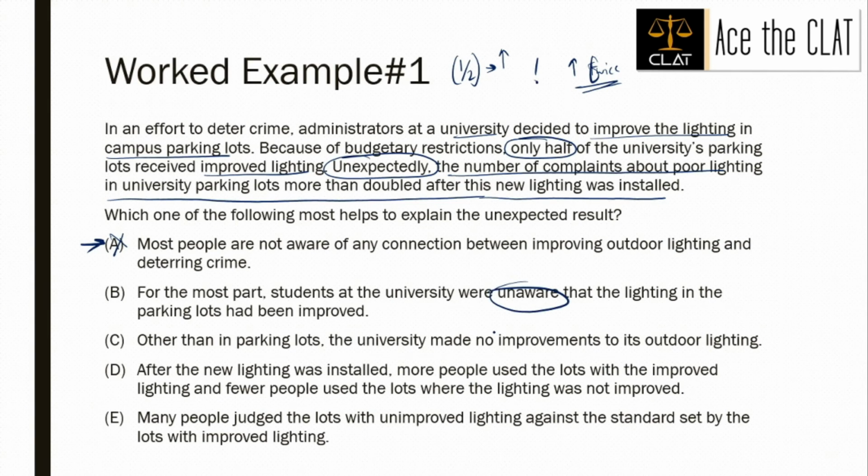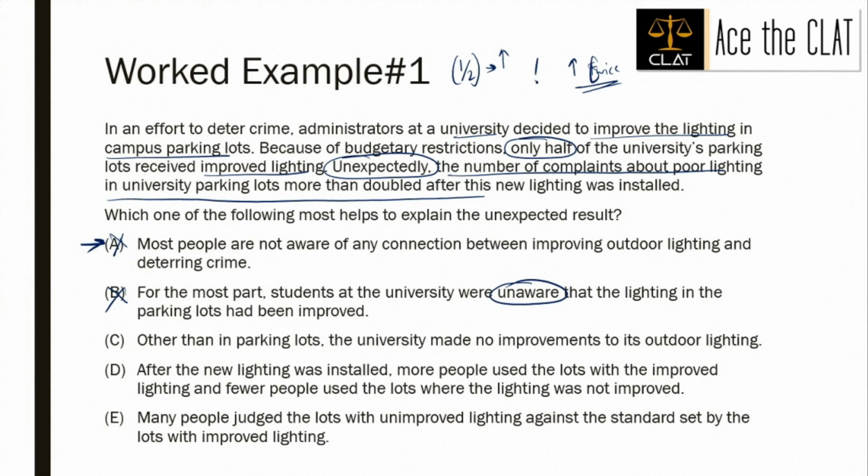Okay. B says, for the most part, students at the university were unaware that the lighting in the parking lots had been improved. Well, if you think about it, if the students were unaware that the lighting in the parking lots had improved, they would have assumed that the lighting conditions in the parking lots remained the same. But why would the number of complaints rise for that reason? It should remain constant, right? If the status quo remains, why would the number of complaints increase, right?